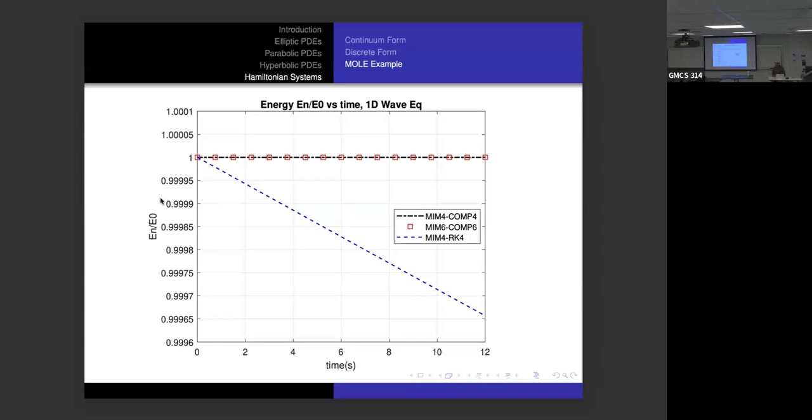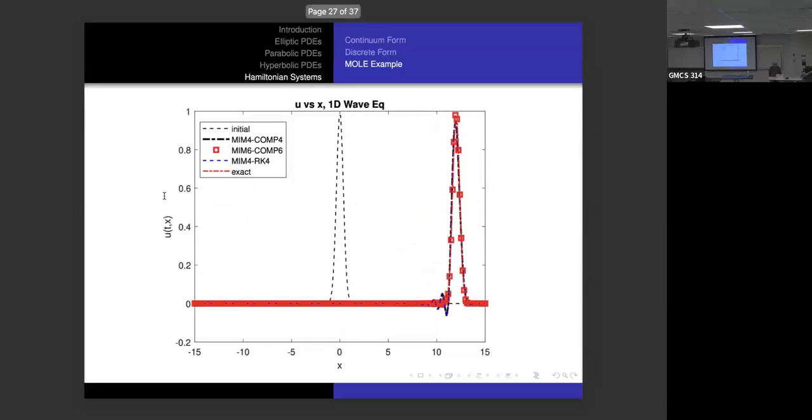In the previous slide, is that a steady state solution? No, this is time and space. I'm not showing any time. Is that the final time? That I don't remember. But it's not a steady state.